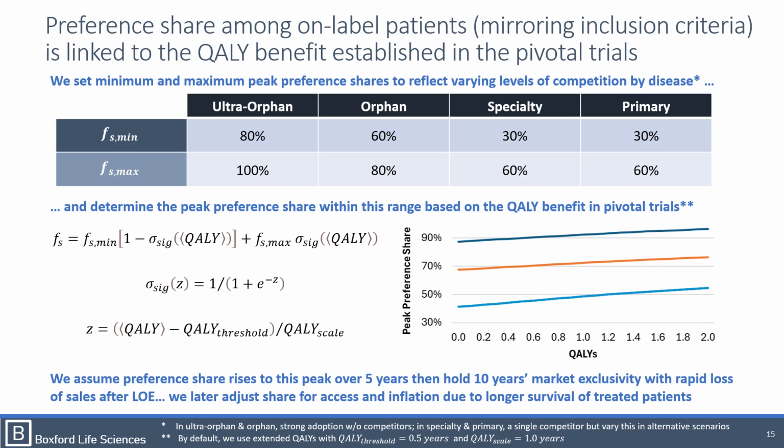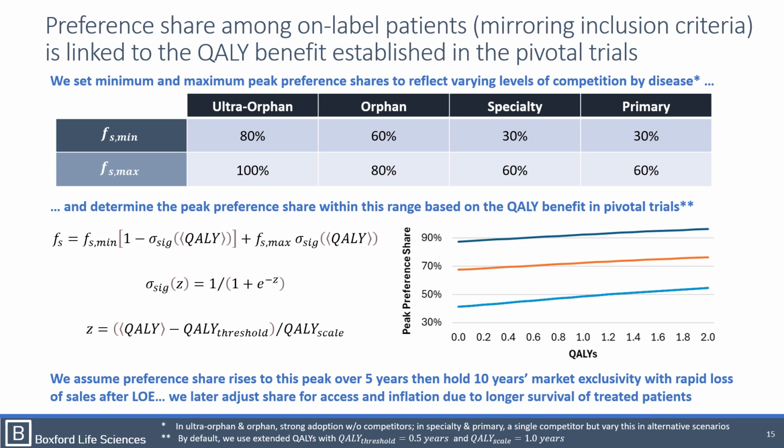We also use these QALY benefits to compute the peak preference share, assuming that the bigger the benefit we show in a trial, the more physicians are going to use the drug in practice. For each of the diseases, based on a level of competition, roughly in ultra-orphan and orphan there's not much competition, and in specialty and primary we have one head-to-head competitor.